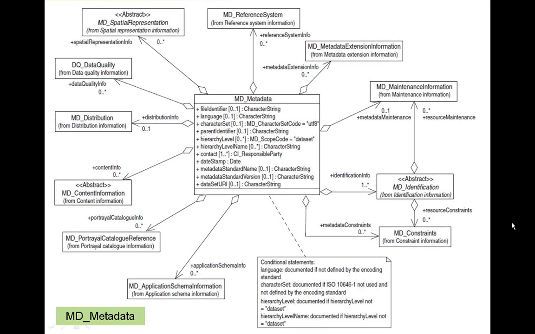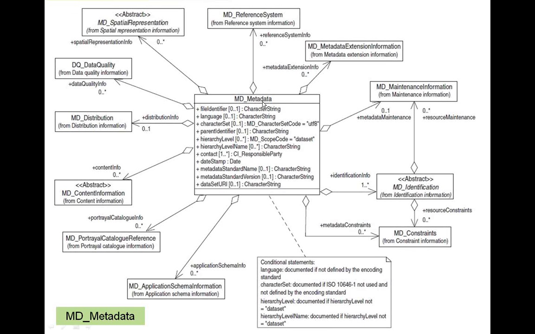All right, so here's the UML for ISO 19115. This defines the class MD_metadata and shows the containment relationships with the other metadata classes. It's helpful if we remember each of these items is an XML tag. That will help you walk through some of this information.